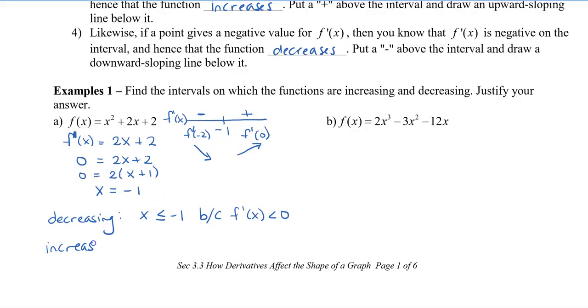And then it's going to be increasing when x is greater than or equal to -1. And this time, because f prime of x is greater than 0, we still include and put an equal sign at -1, even though you can see that it's increasing and decreasing on both sides of -1. But this is the convention that we use.